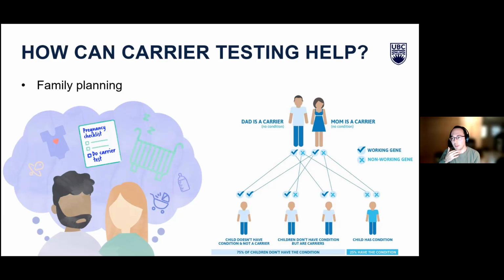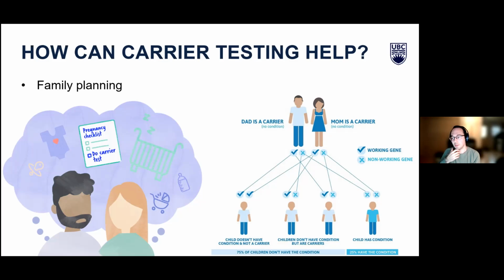If only one of you is a carrier, this of course means that you won't be able to have a child with the genetic condition. So say only in this case, if the father was the only one that was the carrier, but the mother had 2 normal copies, there's no way of having a child with the genetic disease, but you can have a child that is a carrier as well.